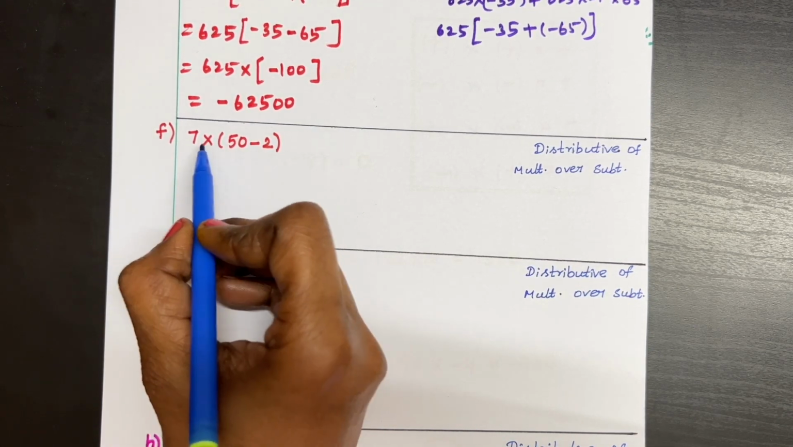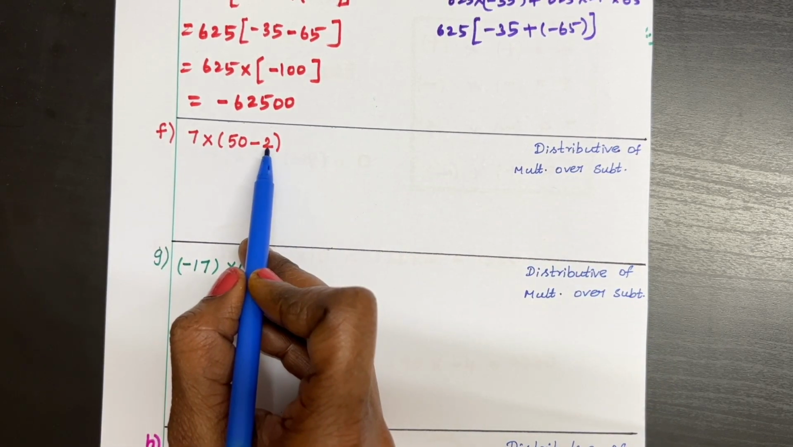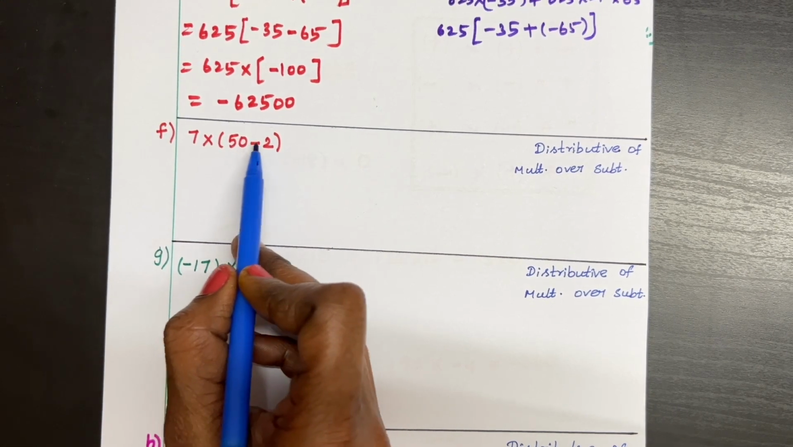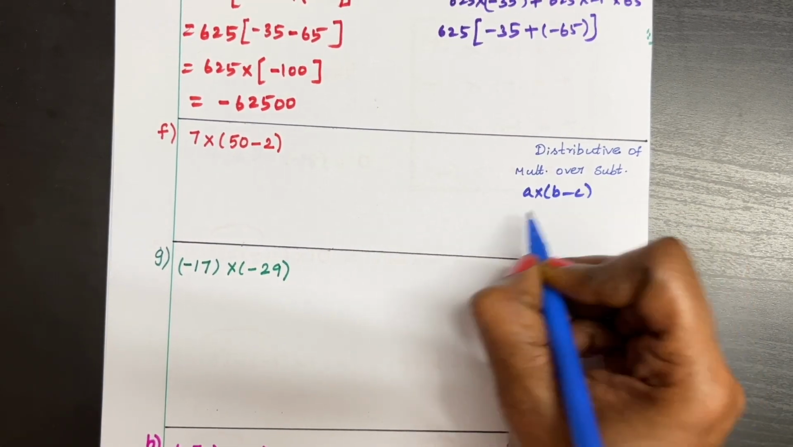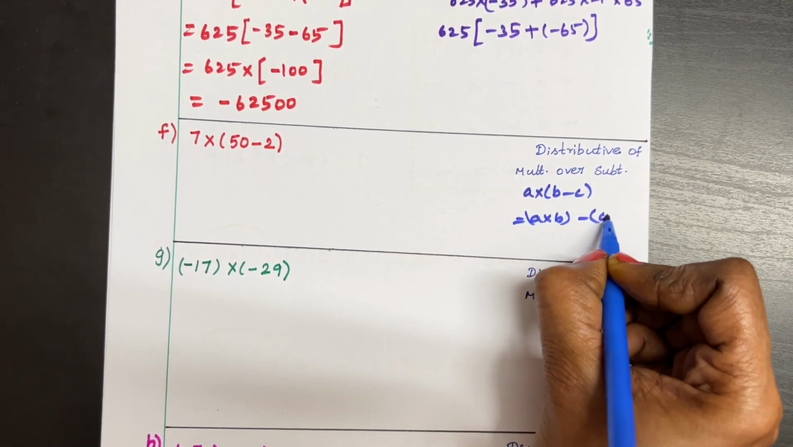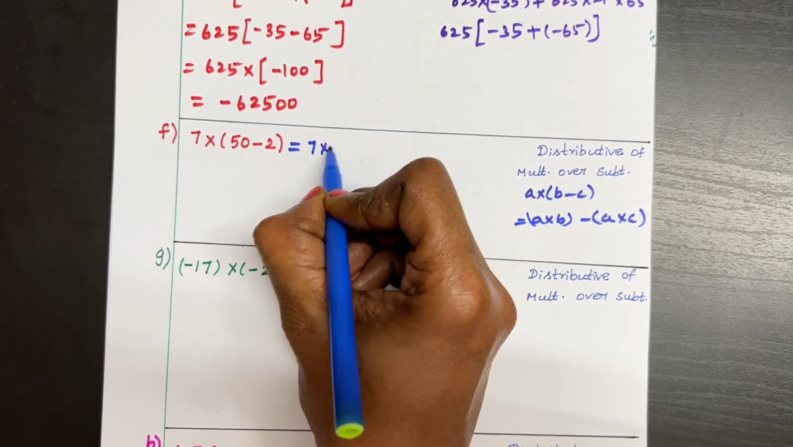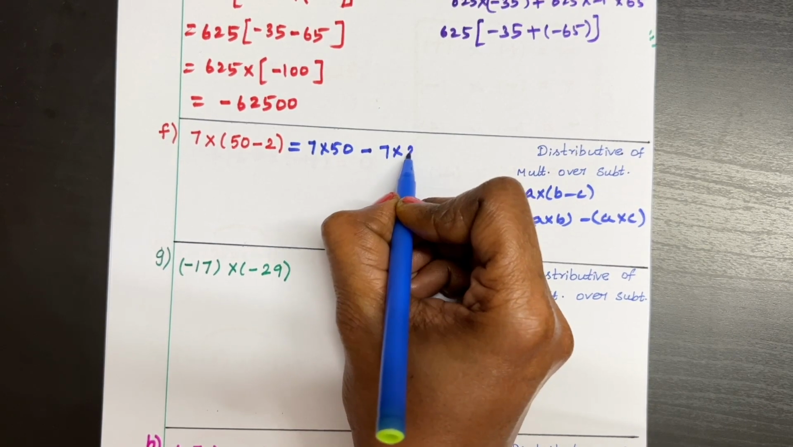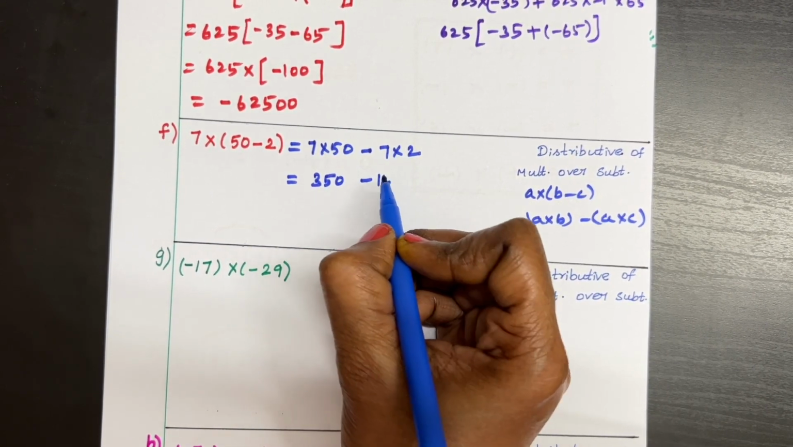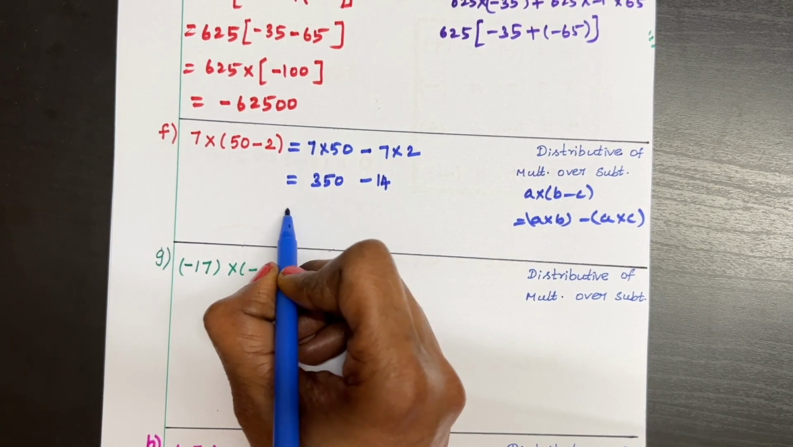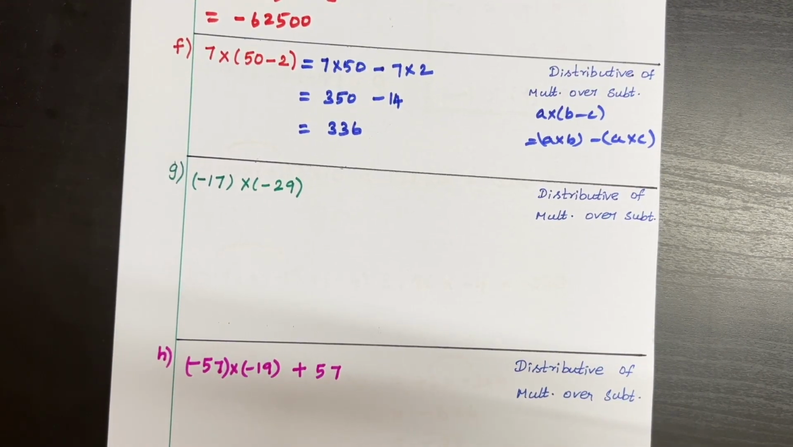Now F is 7 into 50 minus 2. By looking itself, it is also easy. See, 7 is common for both 50 and minus 2. But now here we are dealing with the negative symbol. So distributivity of multiplication over subtraction: A into B minus C equals A into B minus A into C. This is equal to 7 into 50 minus 7 into 2. 7 5s are 35, so 350 minus 14, which is equal to 336. So this is distributivity of multiplication over subtraction.